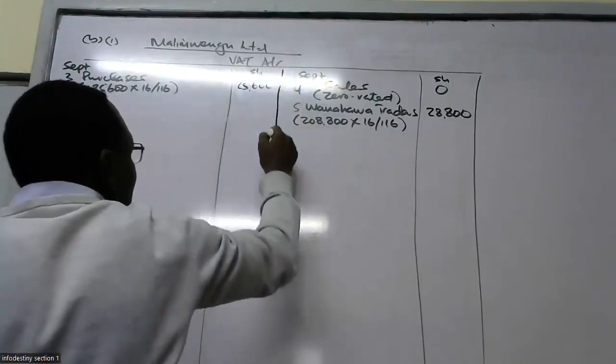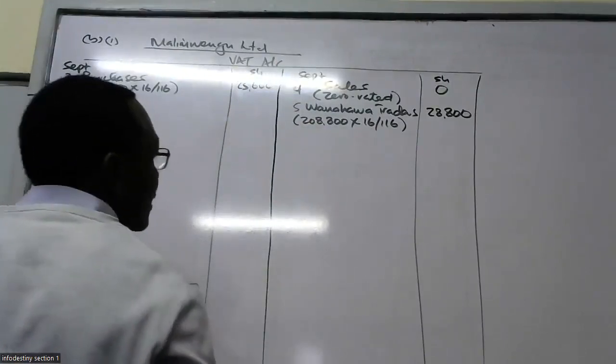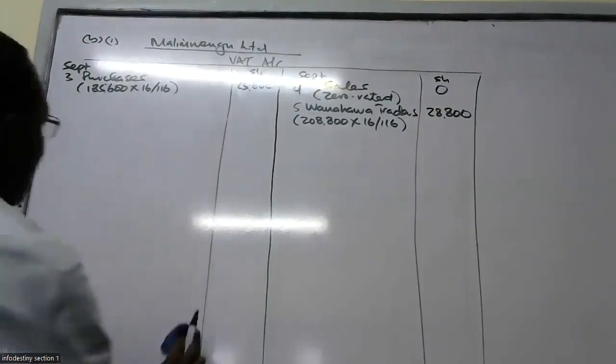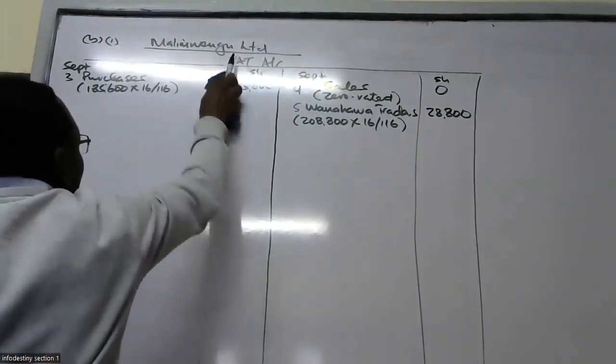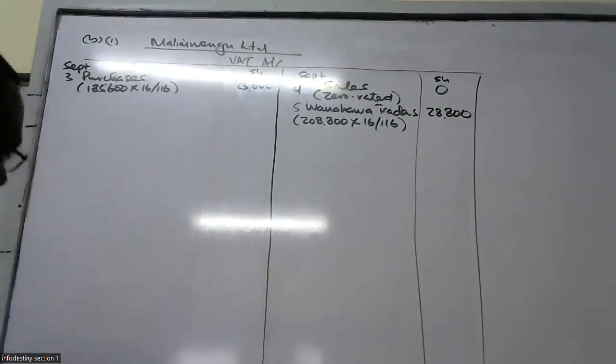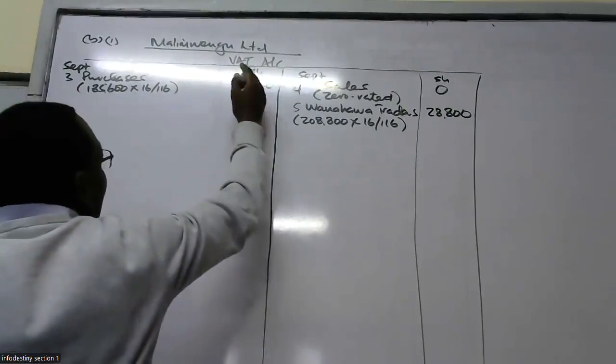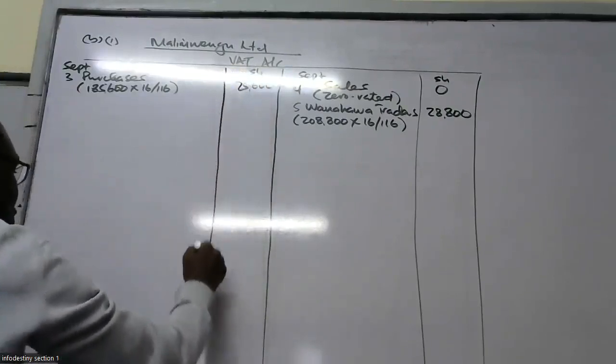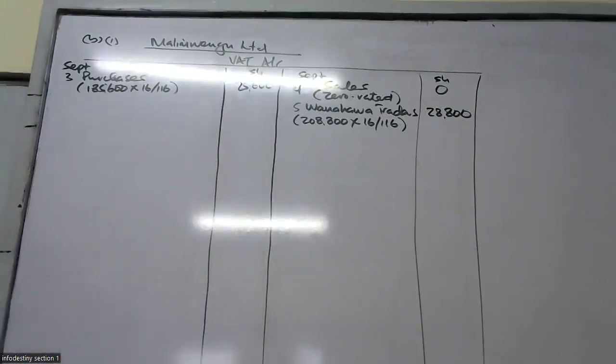When you're claiming input tax as a refund, you need a tax invoice. A person who is not registered is not authorized to issue a tax invoice. There will be no supporting documentation if the trader is not registered. So we will not make an entry for date six, because the trader was not registered.